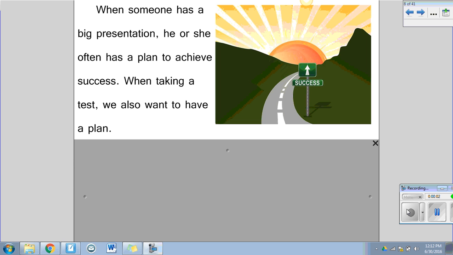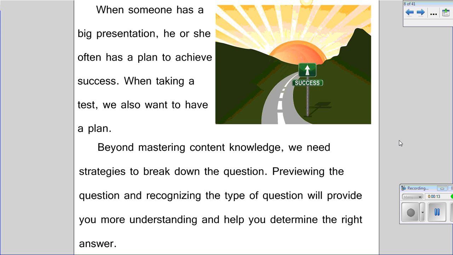When someone has a big presentation, he or she often has a plan to achieve success. When taking a test, we also want to have a plan. Beyond mastering content knowledge, we need strategies to break down the question. Previewing the question and recognizing the type of question will provide you more understanding and help you determine the right answer.